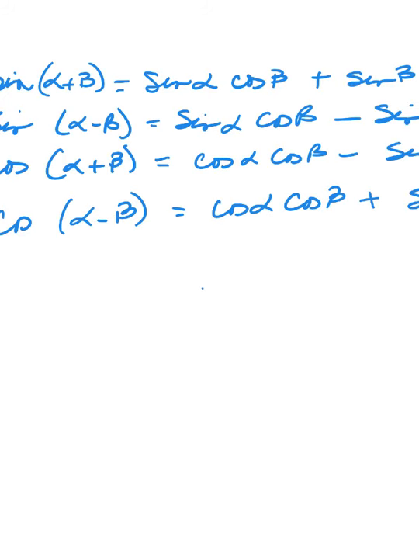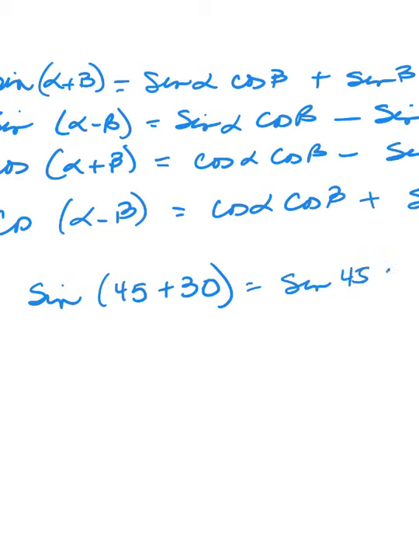So, if I want to find the sine of, let's say, 45 degrees plus 30 degrees, it equals the sine of the first guy, 45, times the cosine of the second guy, 30, plus the sine of the second guy, 30, times the cosine of the first guy, 45. And these are going to be in radical form, but you can check your answers, and I highly recommend that you do so.